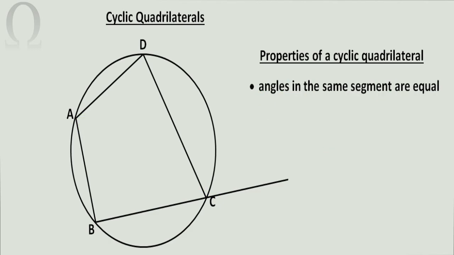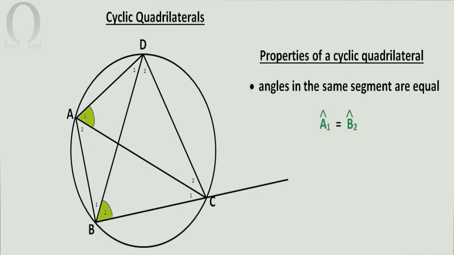To illustrate the third property of cyclic quadrilaterals, we will join the diagonals, forming angles in the same segment, which was introduced with the angle at the center theorem. If a quadrilateral is cyclic, then the angles formed in the same segment of the circle will be equal. Thus, because ABCD is a cyclic quadrilateral, angle A1 equals angle B2. Chord DC subtends angles A1 and B2 at the circumference of the circle.